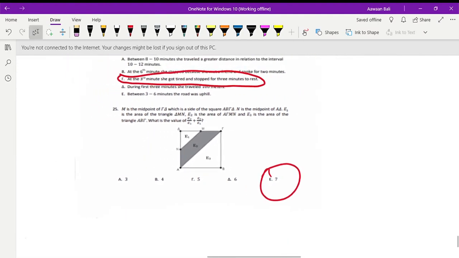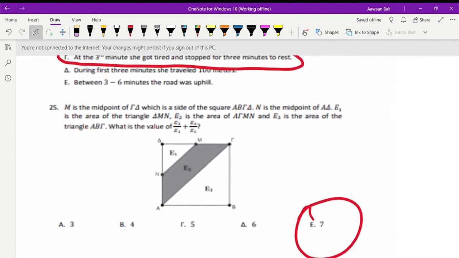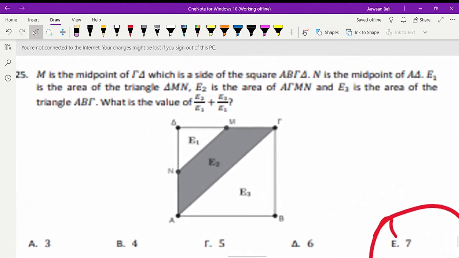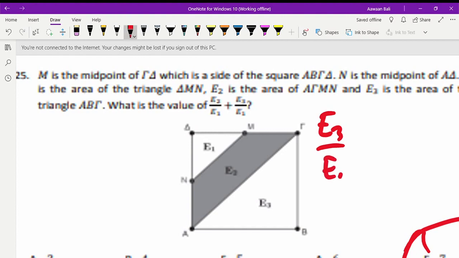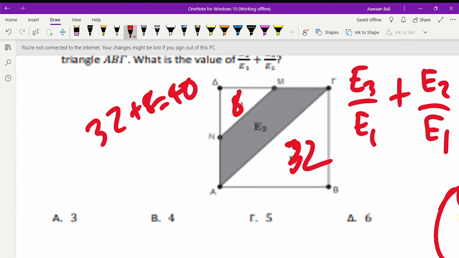Now, question number 25. M is at the midpoint of gamma delta, which is the side of the square alpha beta gamma delta. N is the midpoint of alpha delta. So basically, it's asking the value of this. Okay, so let's say the side of it is 8. The area would be 64, and half of that, you will get 32 here. The area of half of this right angle triangle is 32. And here, midpoint, so this will become 8. So we would have 8 here. And now 32 plus 8 is 40. 64 minus 40 is 24, which means this is 24.